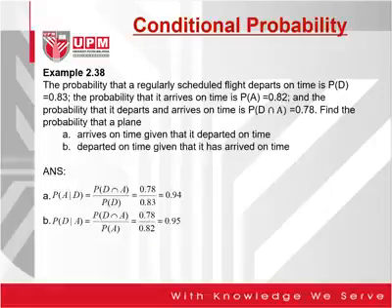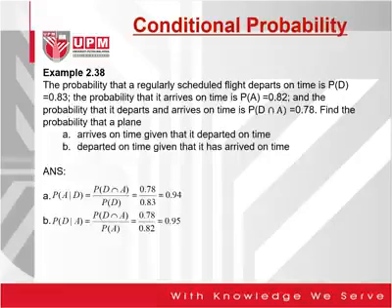Okay, example 2.38. The probability that a regularly scheduled flight departs on time, we say probability of D, is equal to 0.83, and the probability that it arrives on time, P of A, is 0.82. And the probability that the plane will depart and arrive on time is 0.78. So now we want to find A and B. Okay, the probability a plane will arrive on time given that it departed on time.